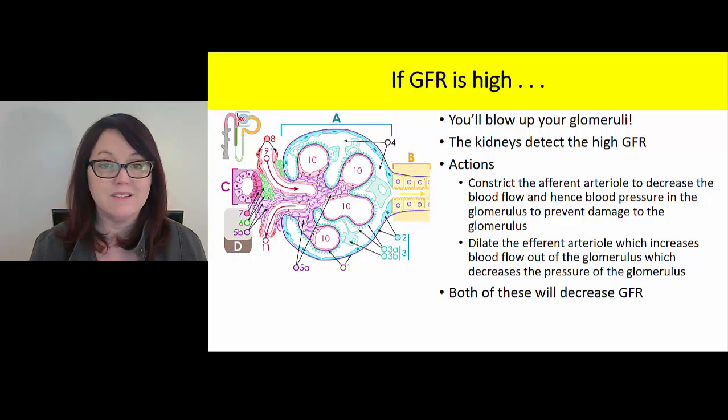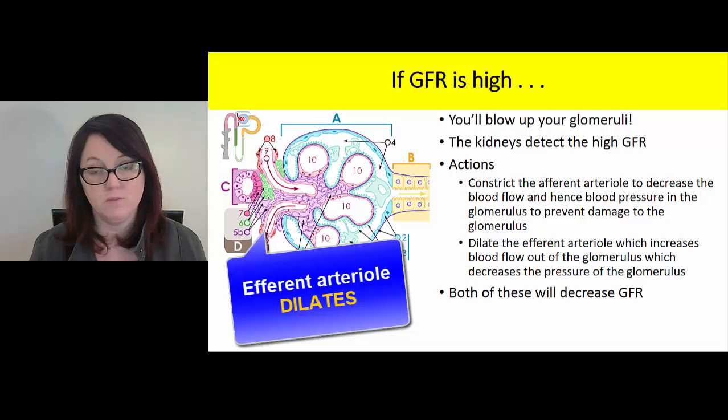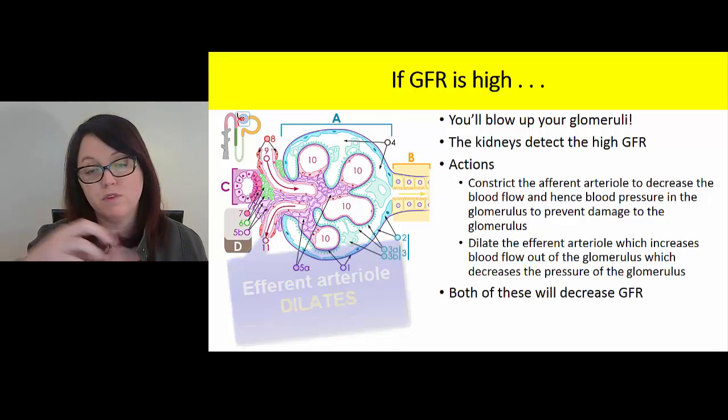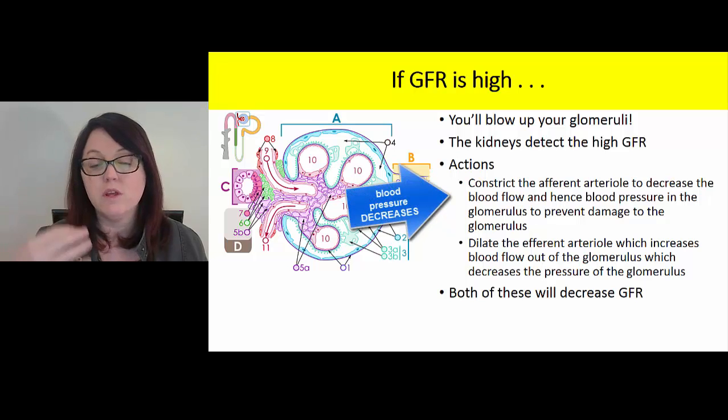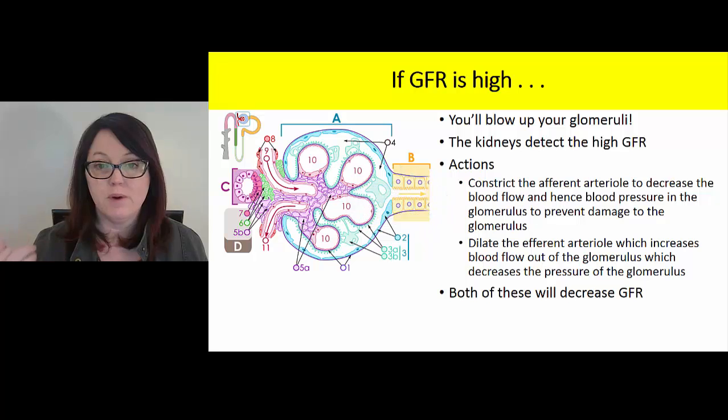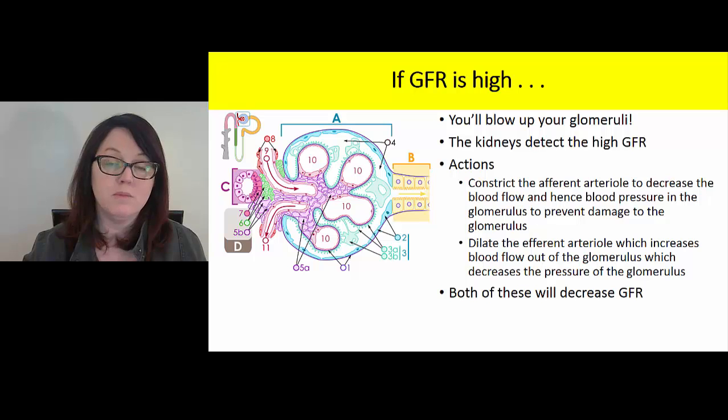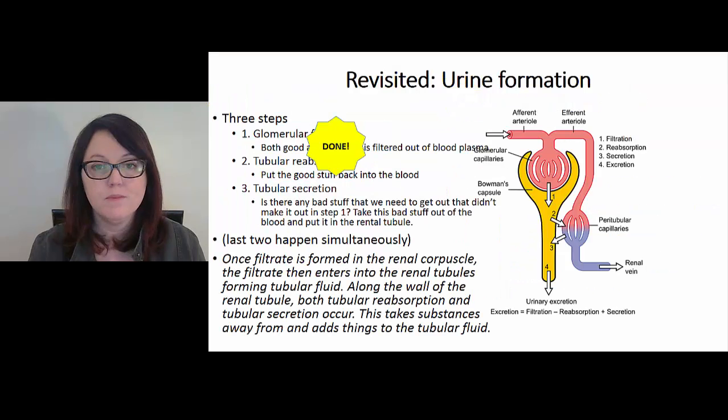Another thing that's going to happen is we're going to dilate the efferent arteriole. By dilating the efferent arteriole, we're going to increase the blood flow out of the glomerulus, relieving that high pressure in the glomerulus. So you can see by constricting the afferent arteriole and dilating the efferent arteriole, both of these things lead to less blood pressure in the glomerulus, decreasing the glomerular filtration rate.